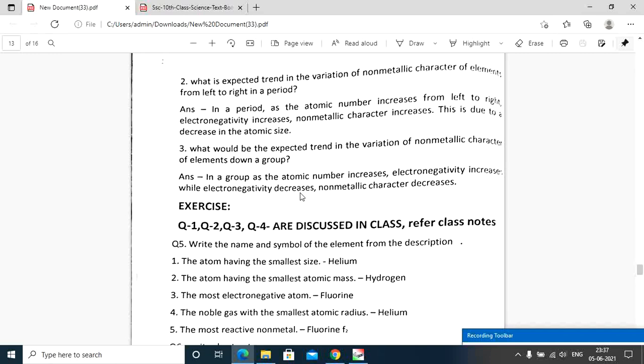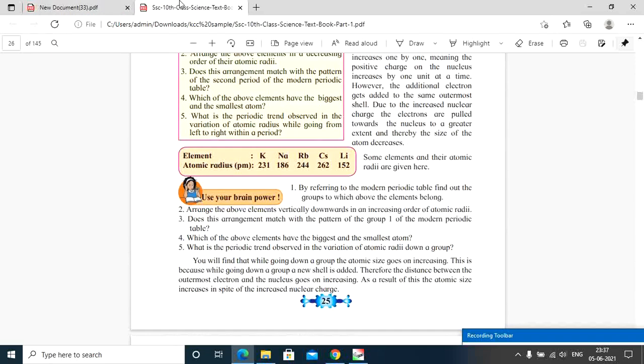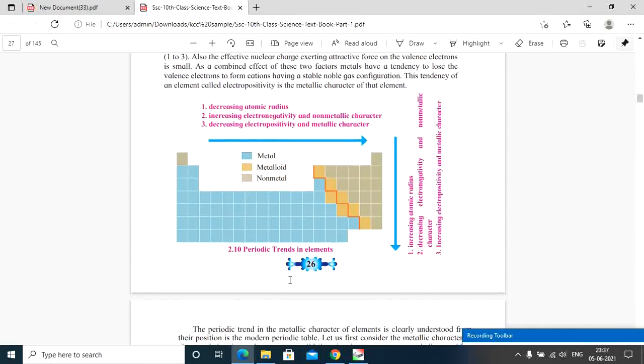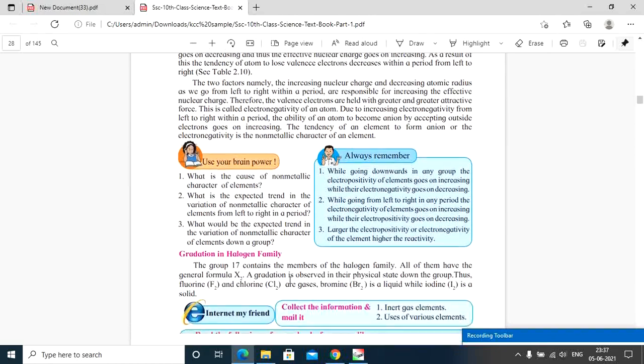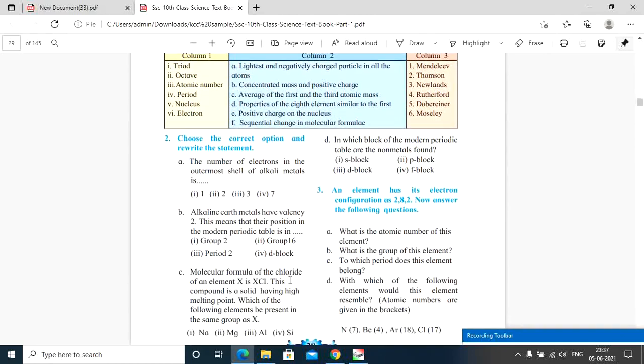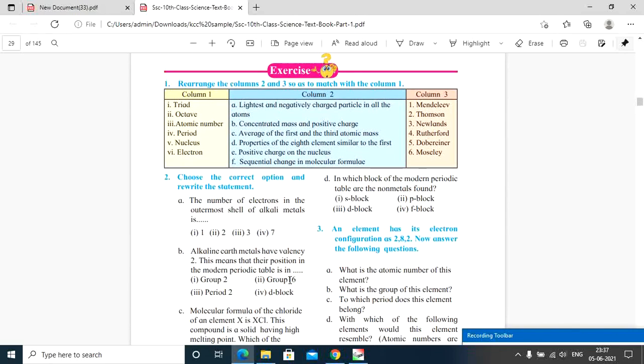Now here they have said question 1, question 2. As I said, these are from the earlier hard copy. Questions 1, 2, 3, 4 were discussed in class, so we will discuss them now. Question 1 is match the following. You can do it yourselves. We'll start with question number 2.